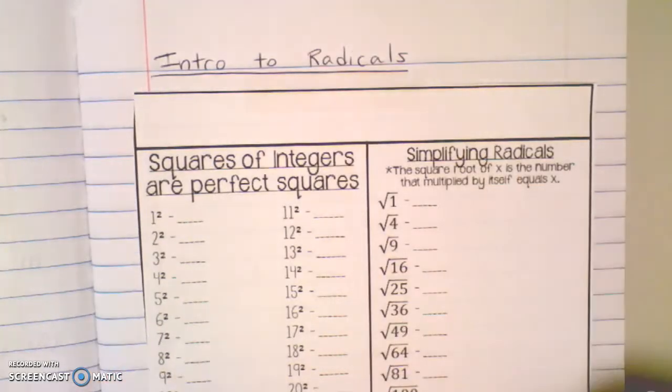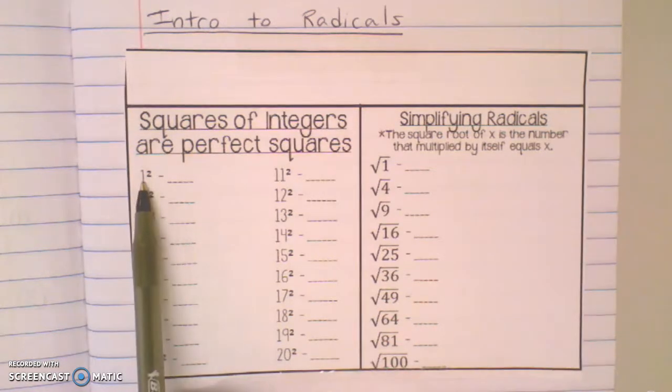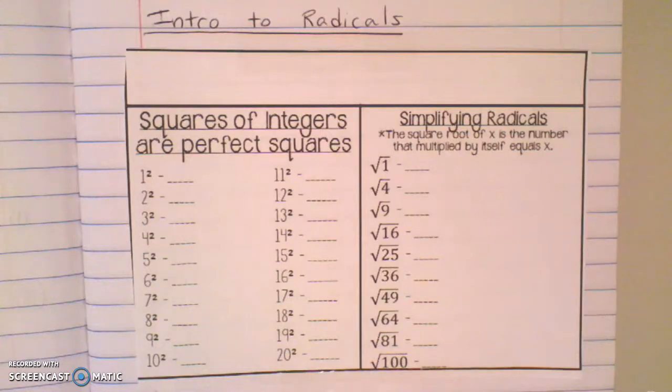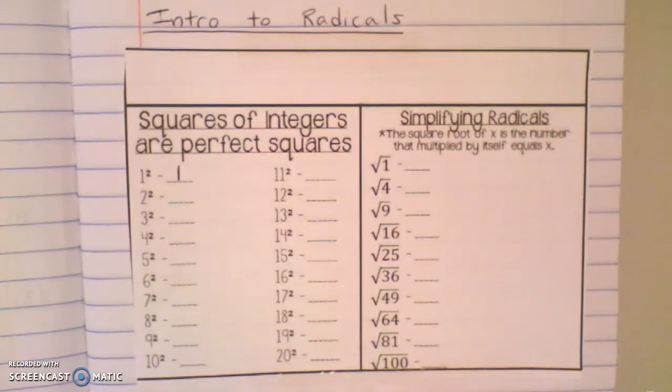So the first thing we're going to talk about is when you square a perfect number. So remember, when you square a perfect number, it means you multiply a number by itself. That's a perfect square. So in this example, if I have 1 squared, that just means 1 times 1. So 1 squared is just 1, because 1 times 1 is 1. You're not doing 1 times 2, you're doing 1 squared.